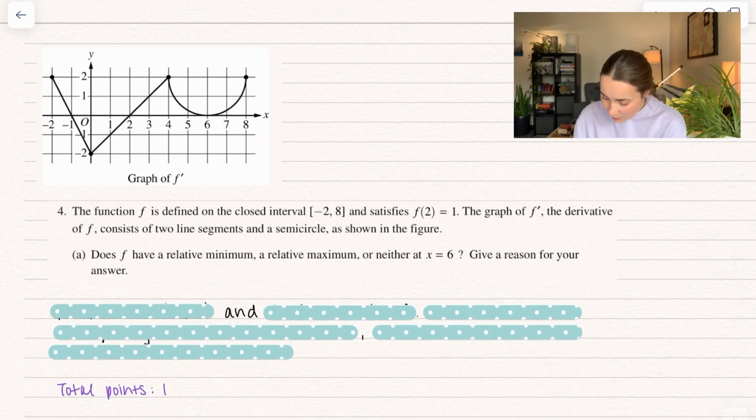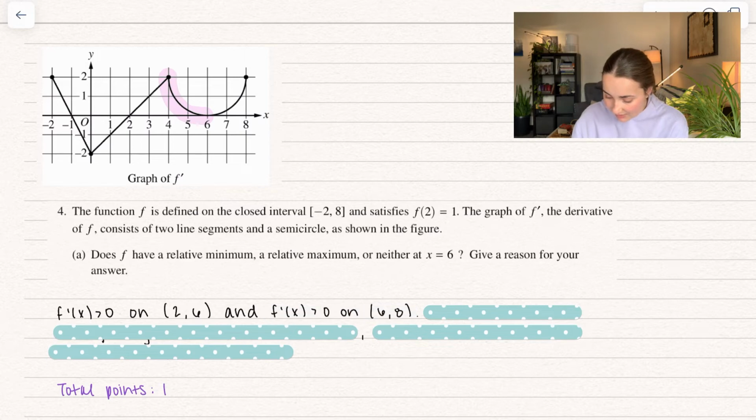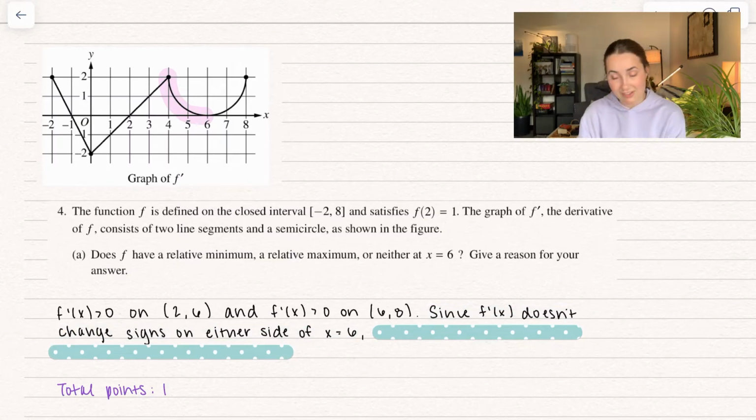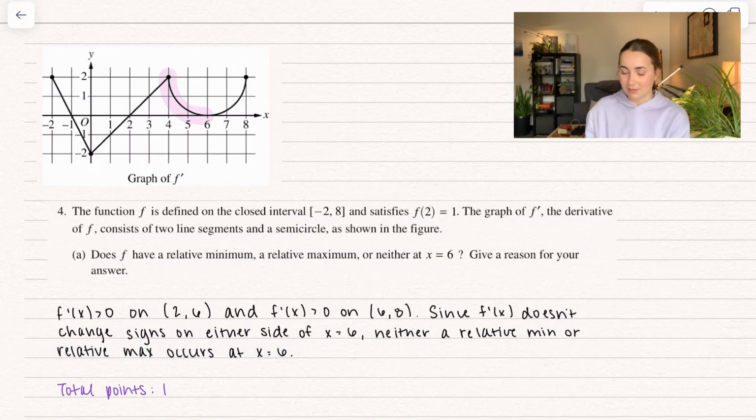Let me zoom in. So notice at x equals 6, we're going to look on either side of 6 to see if it's a minimum, maximum, or neither. On the left side of 6, our first derivative is positive. So the first derivative is greater than 0 on, and I just included 2 all the way up to 6, right? And on the other side of it, the first derivative is still positive. So notice that the first derivative does not change signs. Since it does not change signs on either side of 6, that tells us neither a relative minimum nor relative maximum occurs at x equals 6. This one's only 1 point, and you get 1 point for saying it is neither with the reasoning.